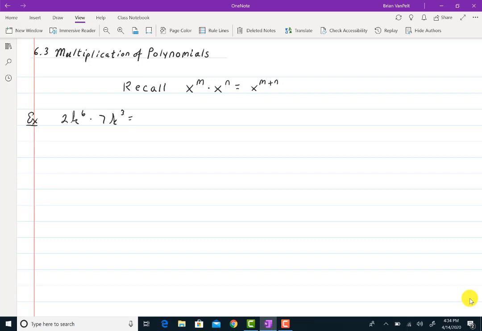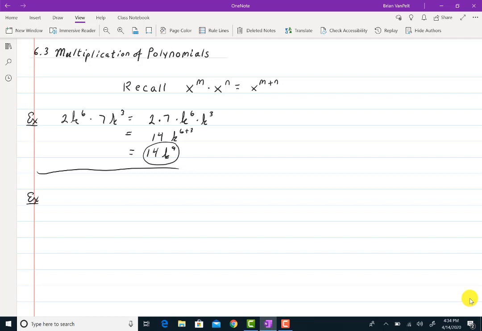You could use the commutativity property to move the numbers in front and then worry about the exponent. So I have k to the 6th times k to the 3rd. 2 times 7 is 14. And then k to the 6th plus 3. We get 14k to the 9th. So basically what I did is I concentrated on multiplying the numbers together and then multiplied the variables together.